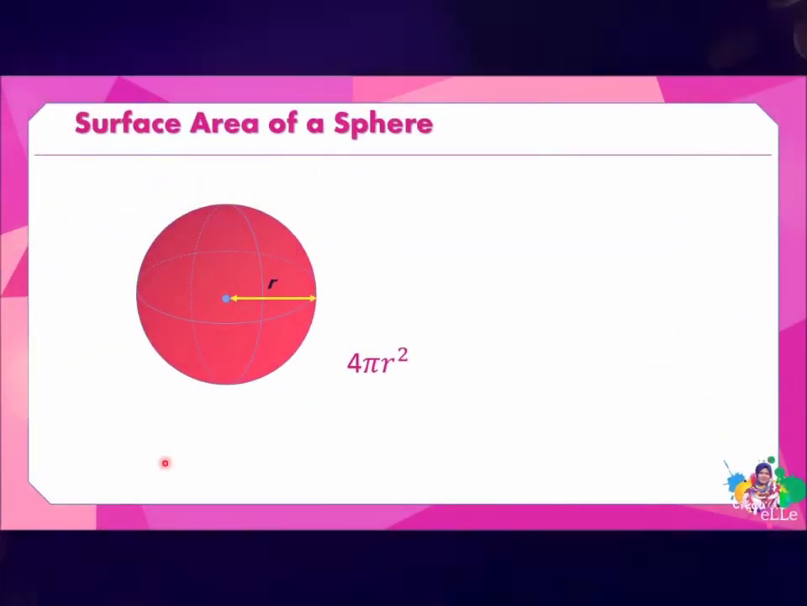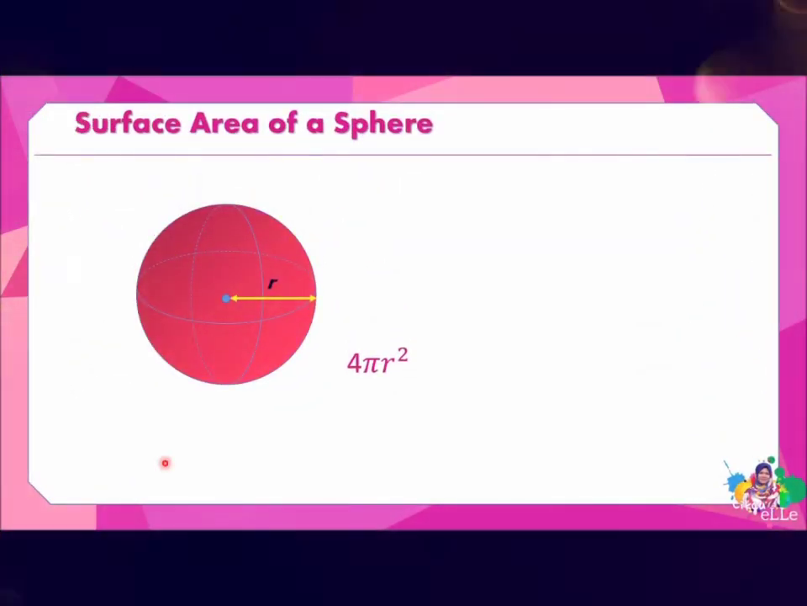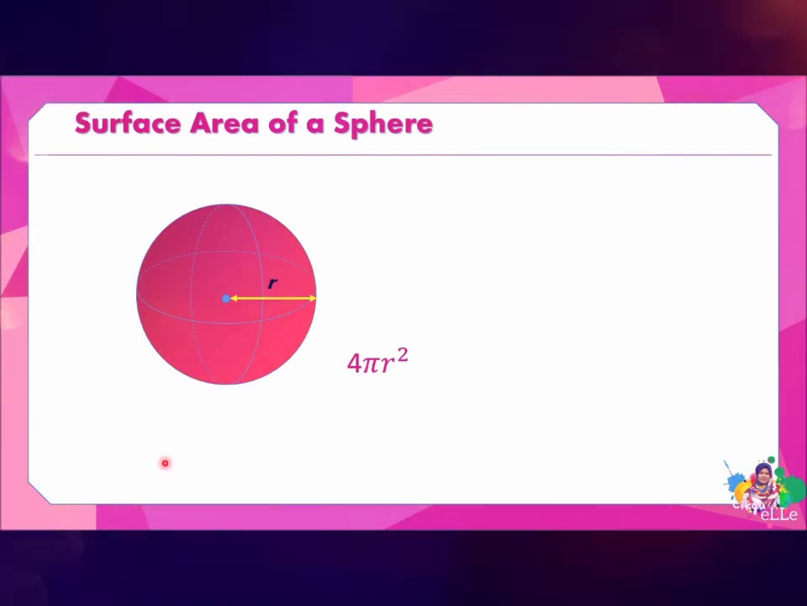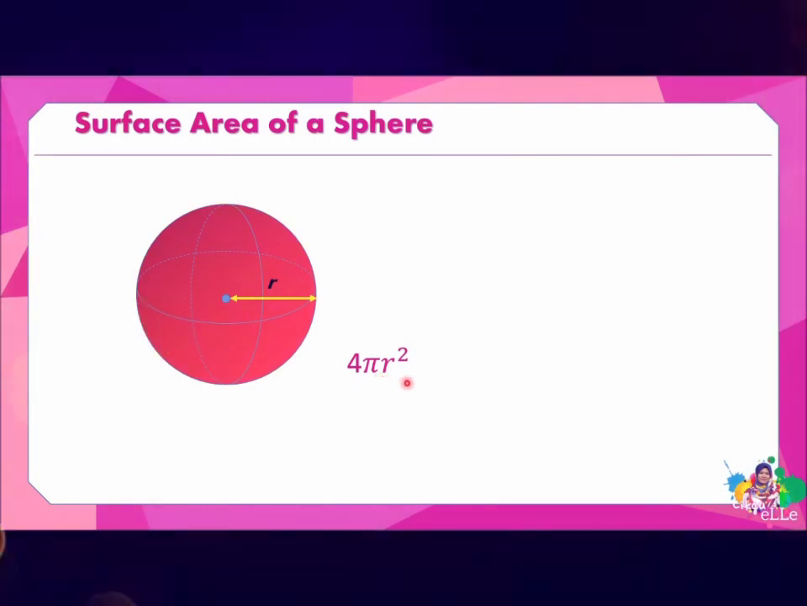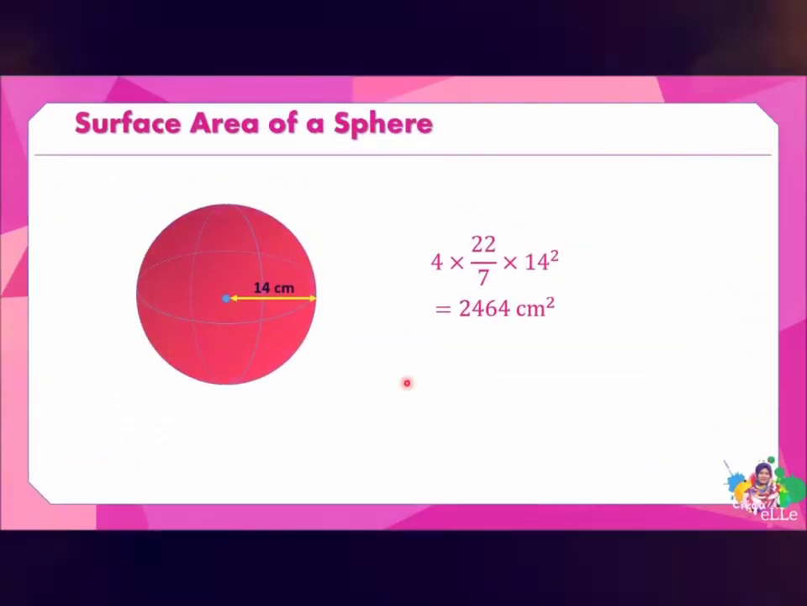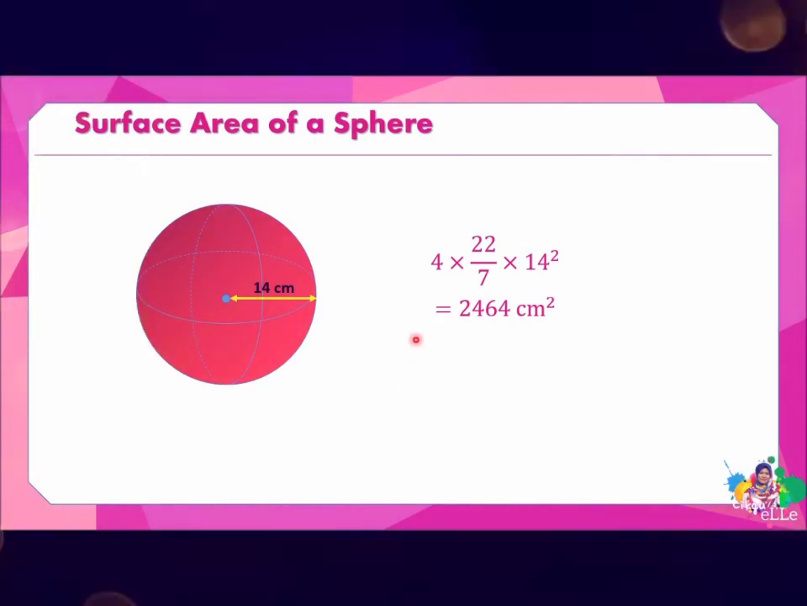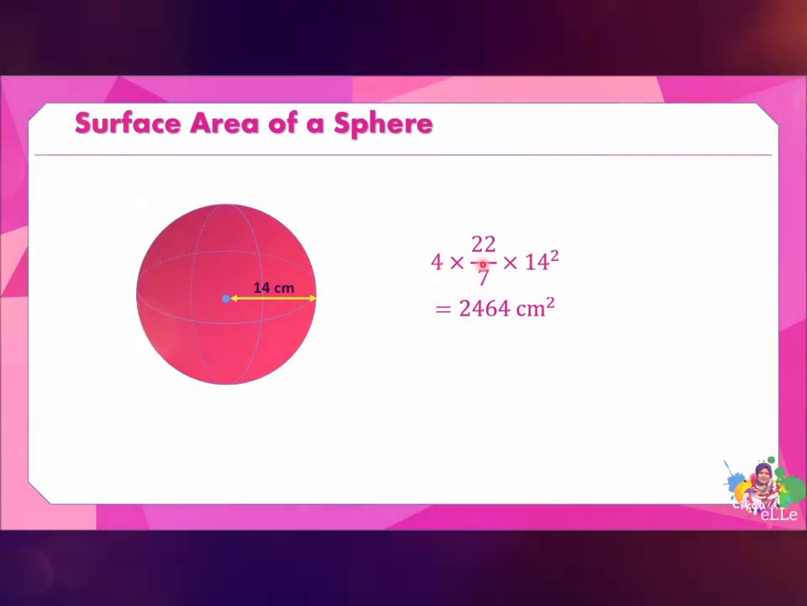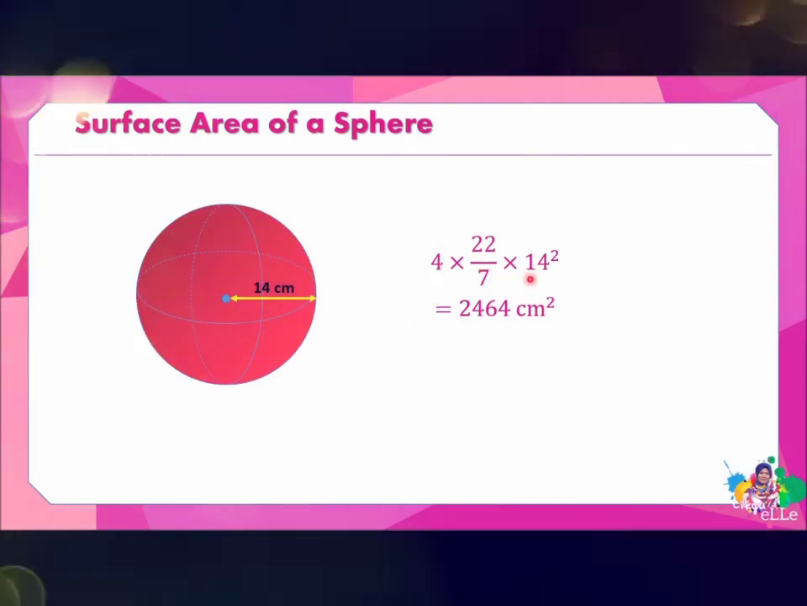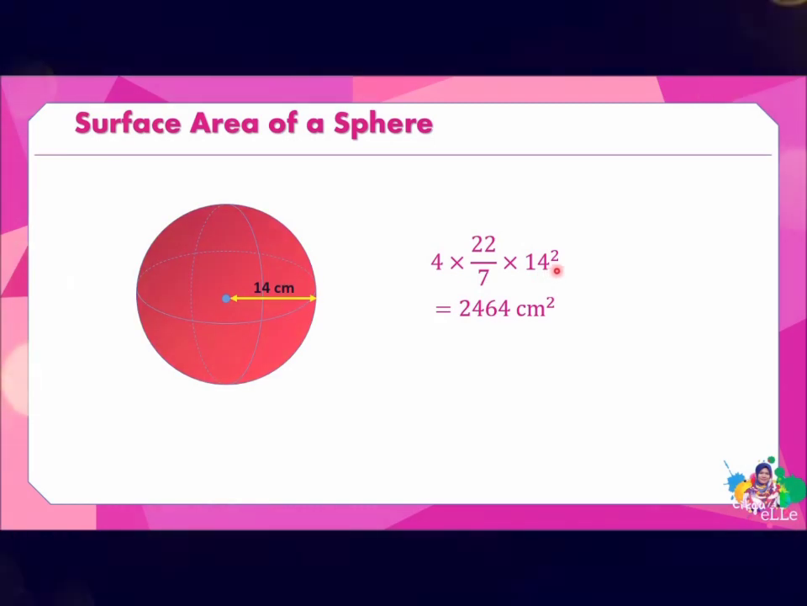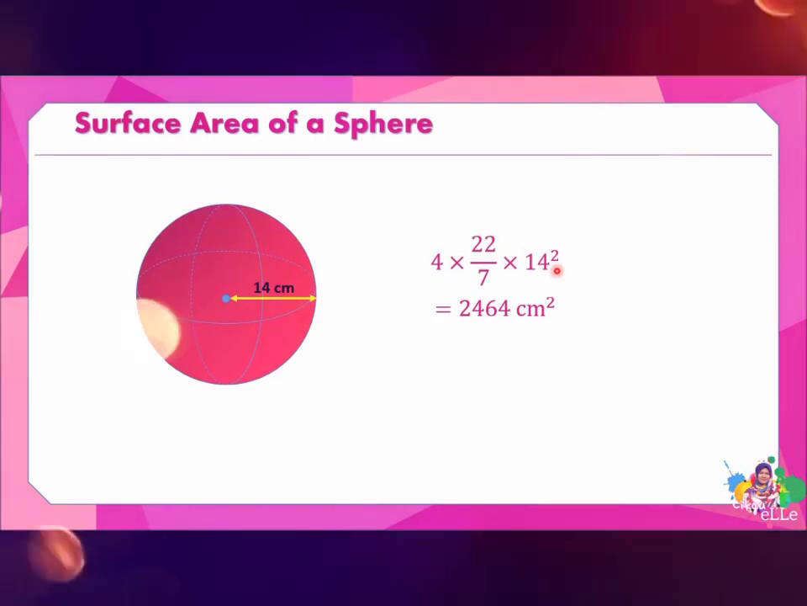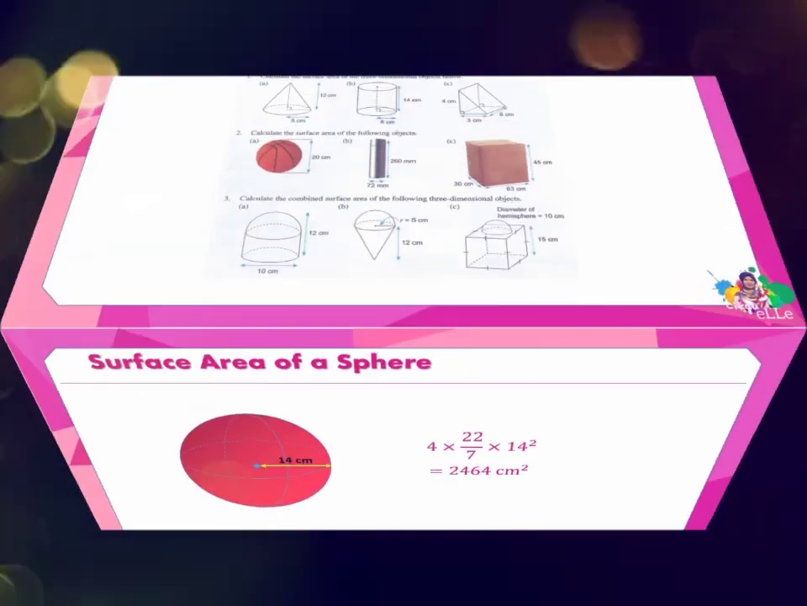The last one is the surface area of a sphere. The surface area of a sphere is 4 pi r square. Let's say the radius given is 14 centimeter. Just substitute into the formula 4 pi times r square. Okay, so that's all for the surface area of 3-dimensional shapes.